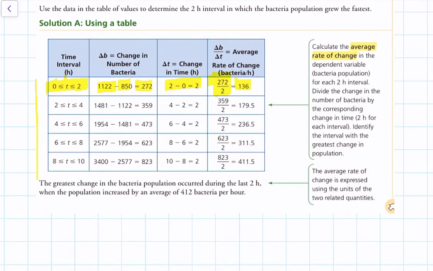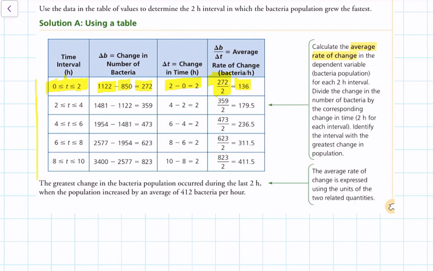So there are multiple ways we can determine our average rate of change. The first way being a table of values. So in this case, they're asking us to use the data in the table of values to determine the 2-hour interval in which the bacteria population grew the fastest. So we have our time interval here, x, or it can be x or t or whatever. In this case, they're using t.